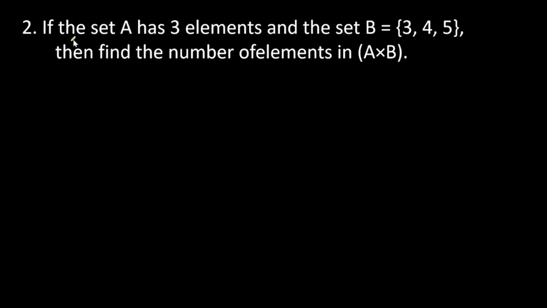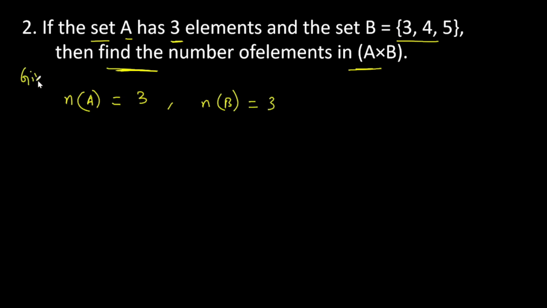Question number 2 says that if the set A has 3 elements and the set B is given, then find the number of elements in A cross B. We should not write what the elements of A cross B are; we have to write the number of elements in A cross B. Since A has 3 elements, n(A) is 3. And B contains 3 elements, 3, 4, 5, so n(B) equals 3. That is given in the question.